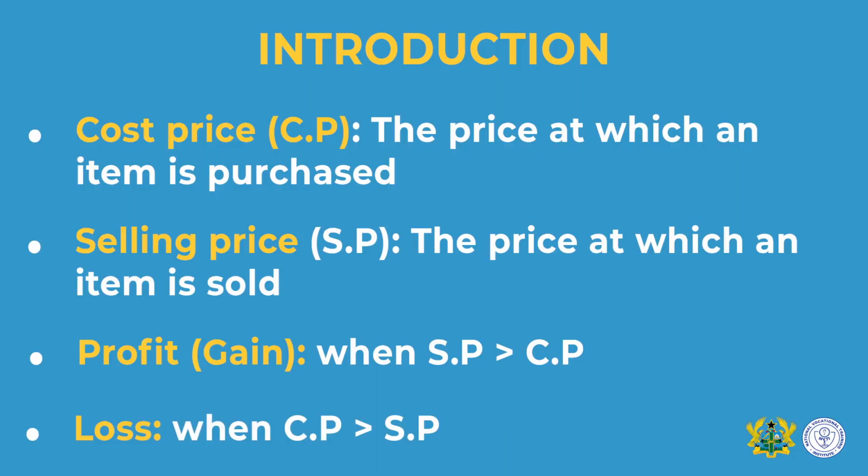And that goes vice versa for loss, as can be seen on the screen. When your cost price is greater than your selling price. Please remember this. Anytime you have a selling price more than the cost price, then automatically you make a profit or a gain. And it is vice versa for loss, when your cost is more than your selling price.